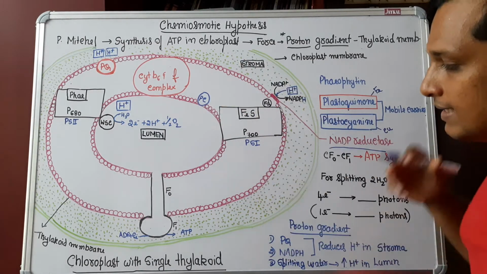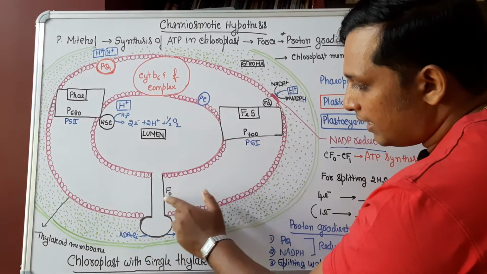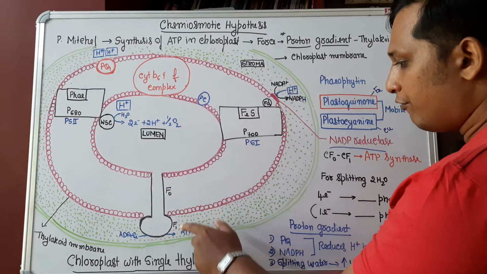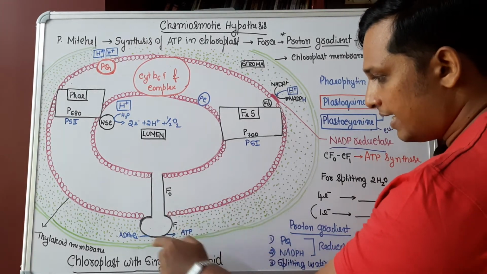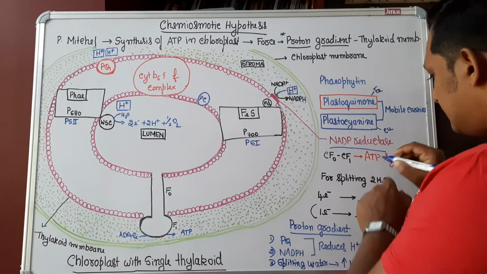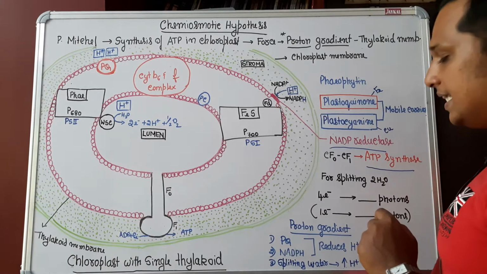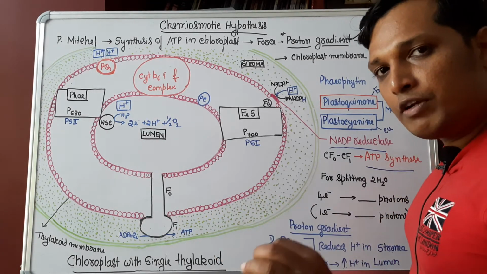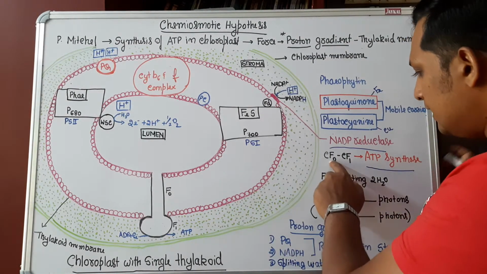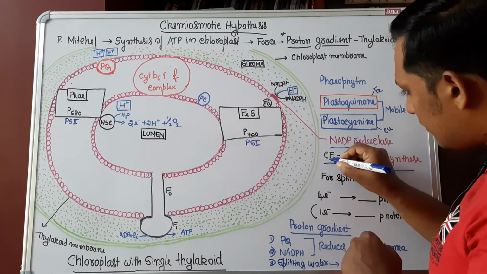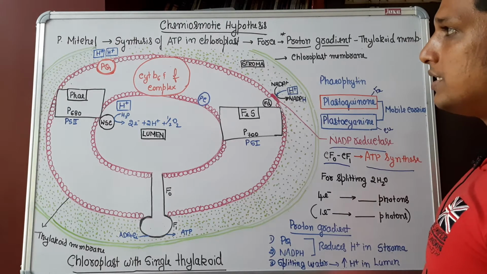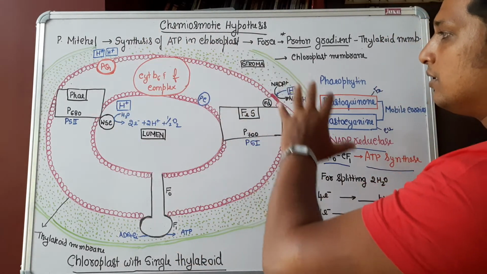Apart from that, what else is there? In the membrane you will find F0 F1 particle. F0 F1 particle has got a stalk and a head. The head of F0 F1 particle behaves like the enzyme ATP synthase. The F0 F1 particle is also found in the mitochondrial inner membrane, so how to differentiate? While writing chloroplast F0 F1 particle, you can use CF0 CF1. C refers to chloroplast. That's how you can differentiate. This is about the thylakoid membrane.